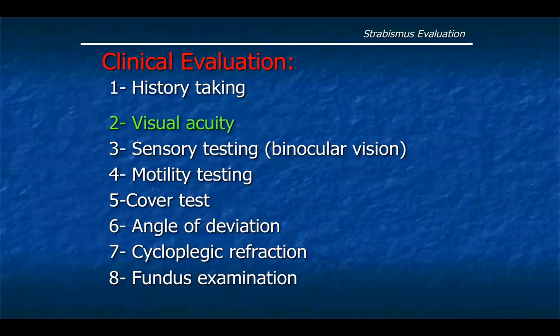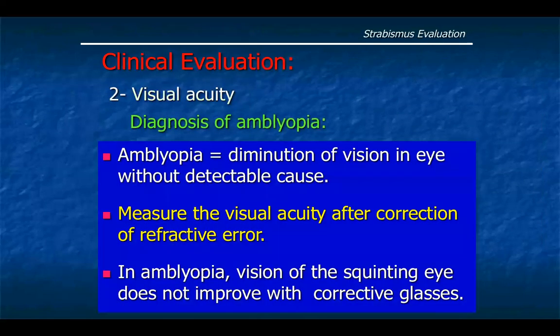Next step in clinical evaluation is visual acuity measurement to diagnose amblyopia. What's amblyopia? Amblyopia means diminution of vision in the eye without a detectable cause. For example, the patient has refractive error. We gave him proper glasses. He had cataract. We removed the cataract. We implanted intraocular lens. We removed the cause of poor vision, but still the patient has poor vision. So why does he still have poor vision?